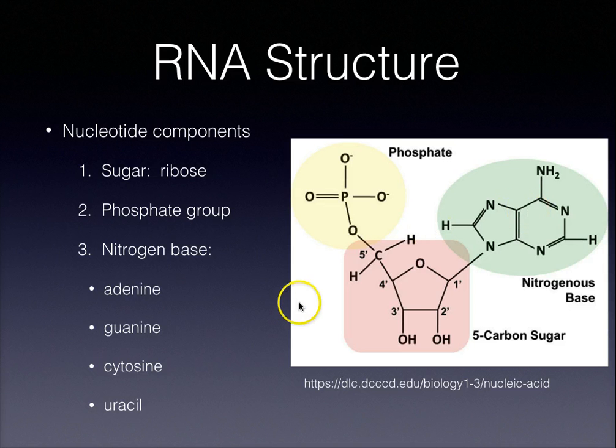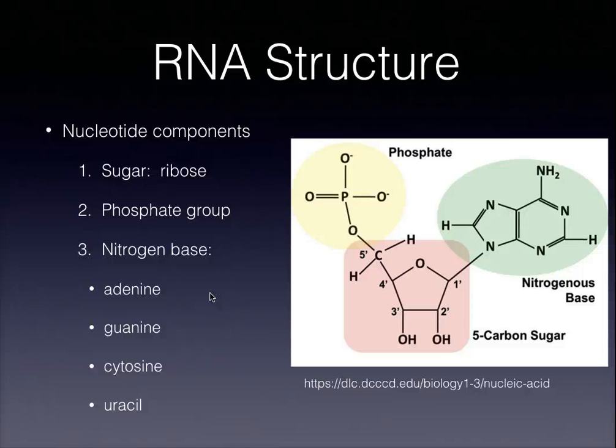Now, there are 4 different types of nucleotides involved in RNA as well: adenine, guanine, cytosine, but instead of thymine that we find in DNA nucleotides, we have uracil as the 4th nucleotide.